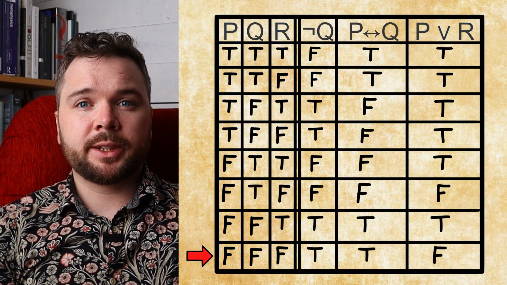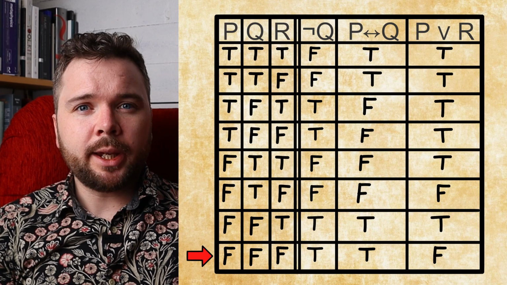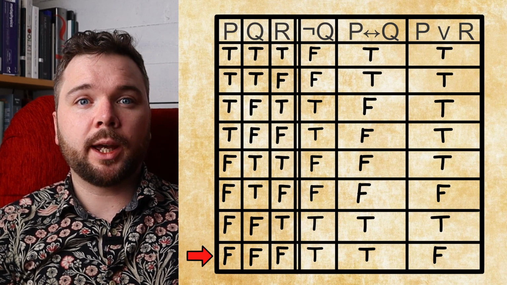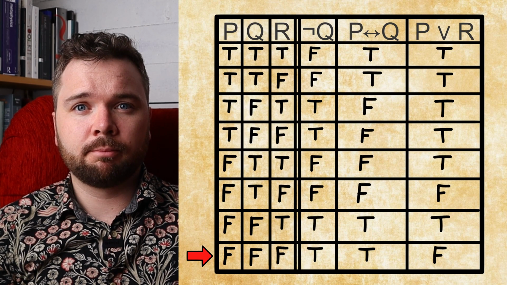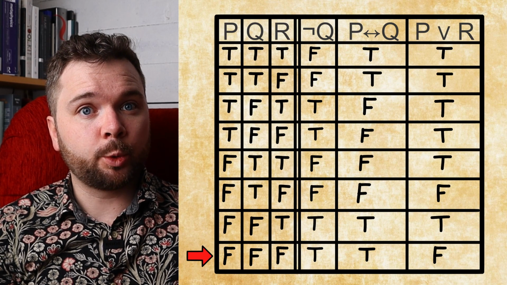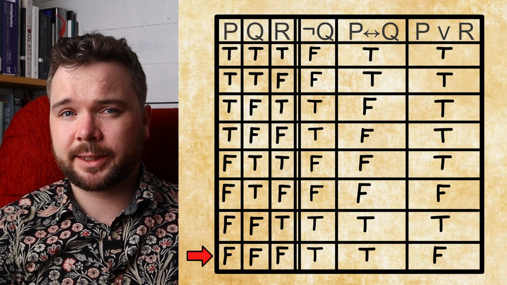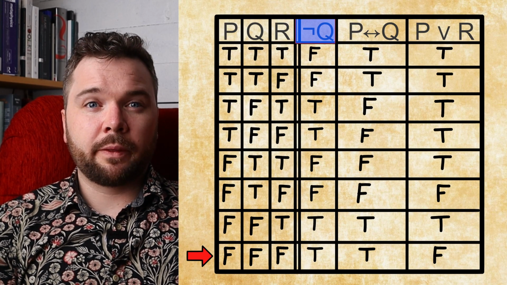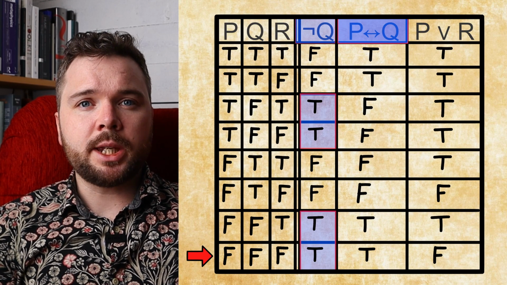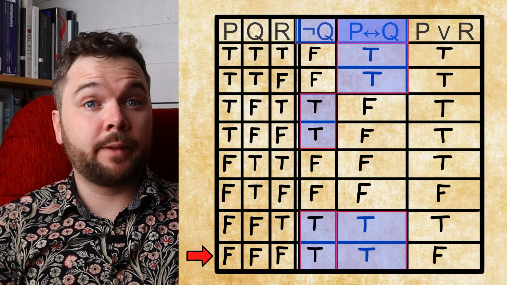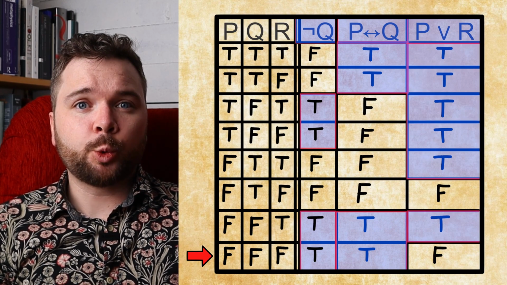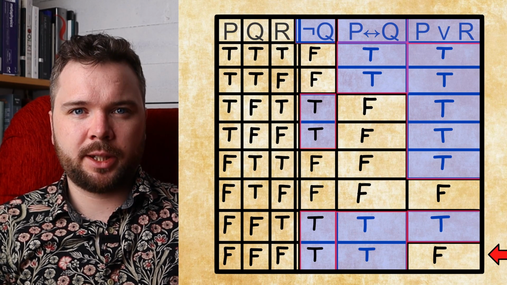Let's figure out whether it is valid or not. So here we need to find one row where all the premises are true and where the conclusion is true as well. And there cannot also be a row where the premises are true and the conclusion is false at the same time. So let's begin with not Q. It's true in these rows. Then P, if and only if Q, is true in these places. And then we have P or R, and it is true everywhere except for here and here.